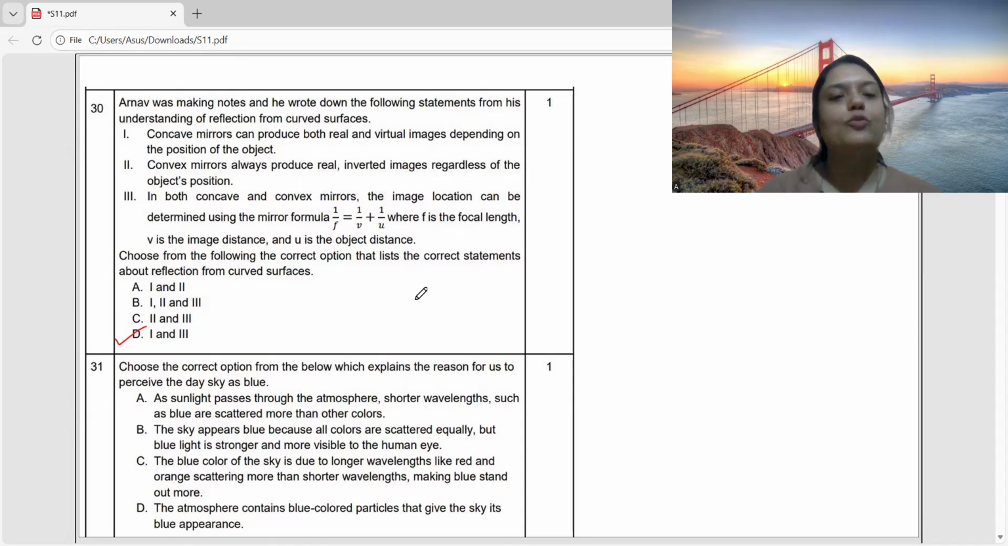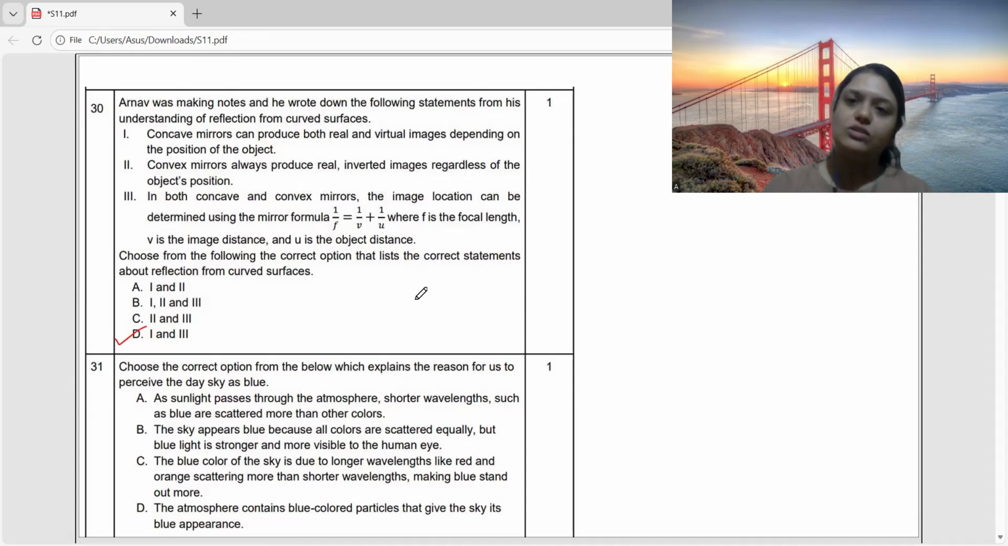Next, choose the correct option from below which explains the reason for us to perceive the day sky as blue. Now understand, scattering of light happens when we see the blue light. The color of the sky is blue. The phenomenon is scattering of light. So basically what happens when sunlight enters the atmosphere? There are tiny gas molecules. Sunlight has all the colors. Now all the colors get scattered. But our eyes are more sensitive and can perceive more of the blue color. As a result, we can see blue color throughout the sky.